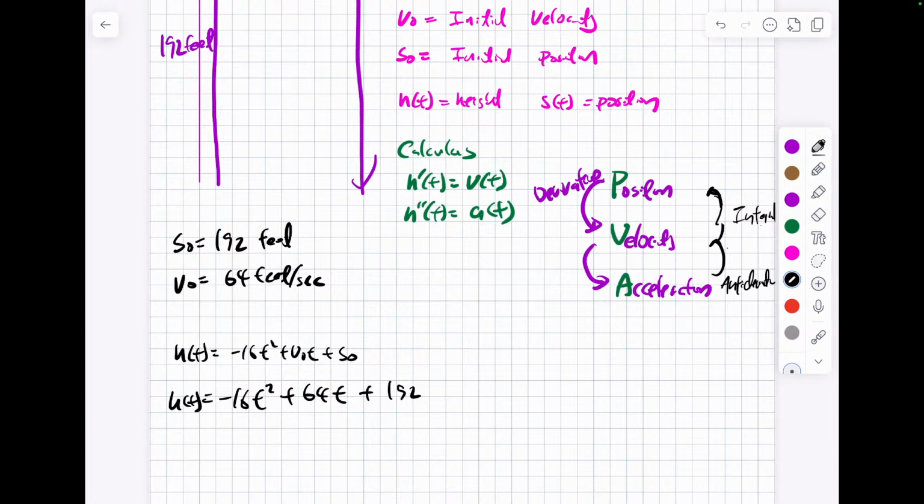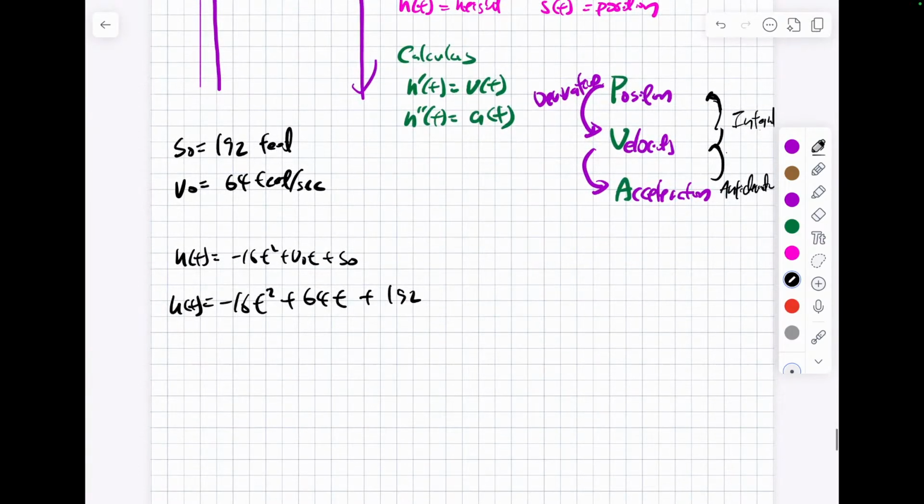How do I find the velocity function? Take a derivative. So can I say v of t in this case is what? Negative 32t plus 64, because 192 is going to go to 0, t is going to go to 1. Is that okay? Is that too fast?